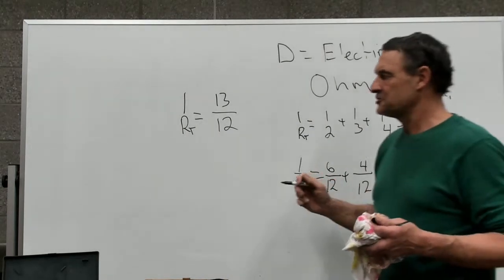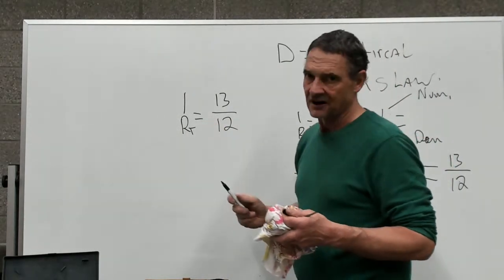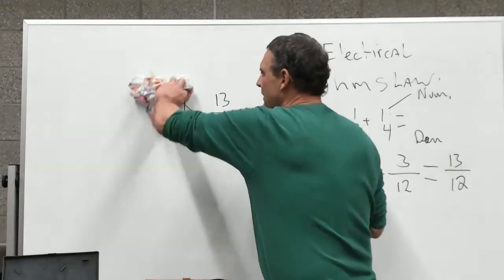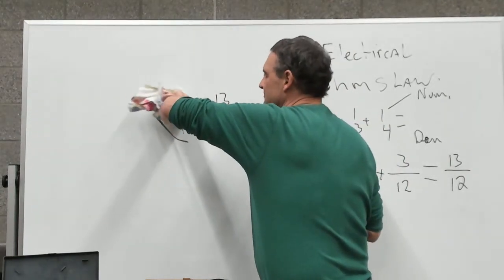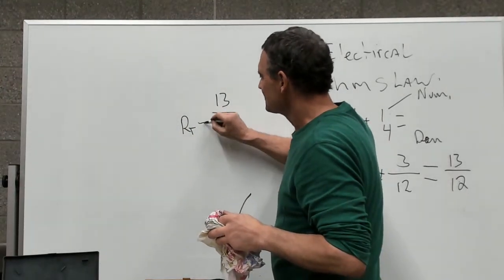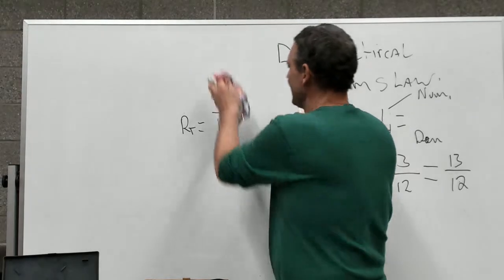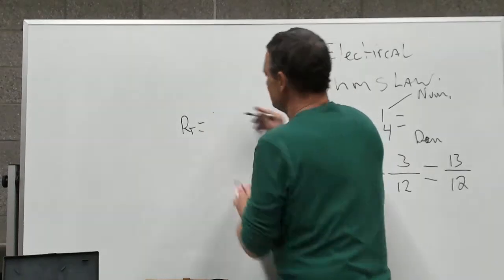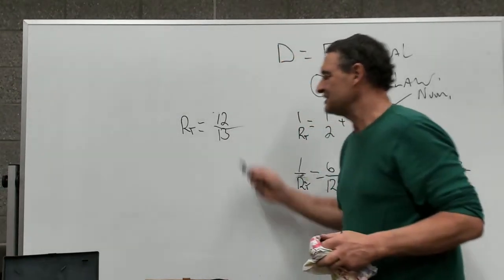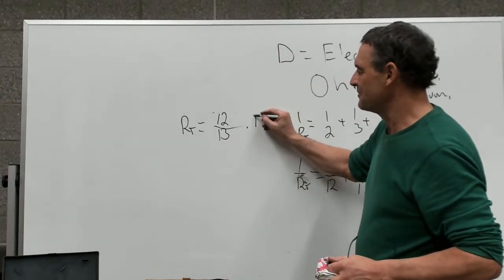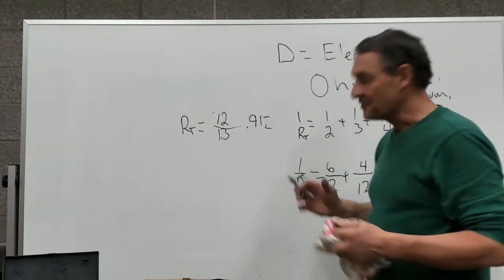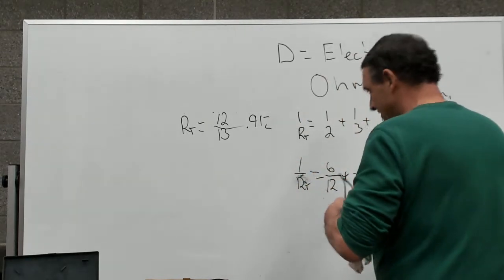Now, unfortunately, you just cannot divide 1/RT. So a math trick is we can flip the RT, and when we flip it, the 1 goes away. What we do on one side, we have to do on the other side, so let's flip that too. We have 12/13, which we can divide, and it's going to be 0.912 or so. Now we've solved for RT. That's why you have to know your math.